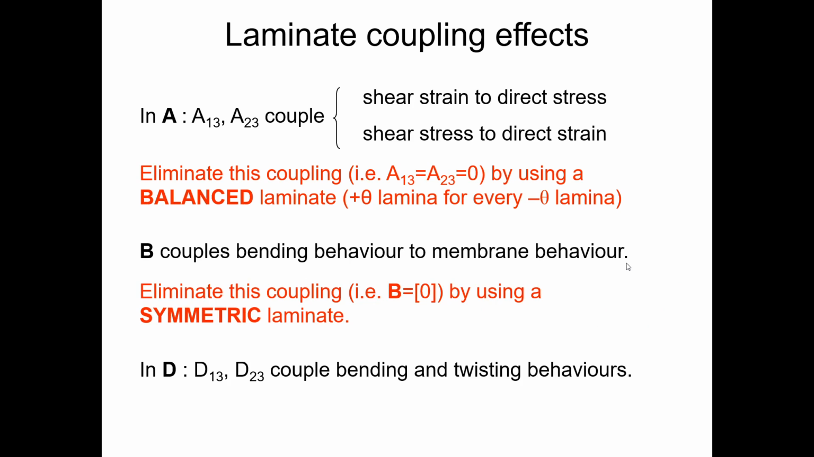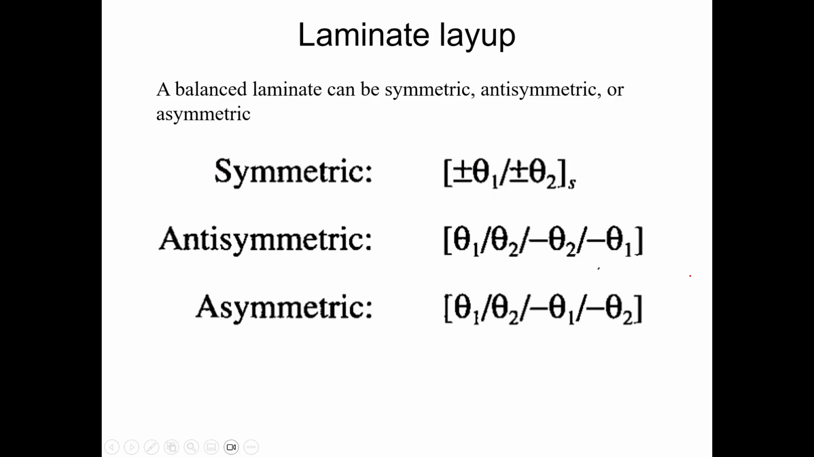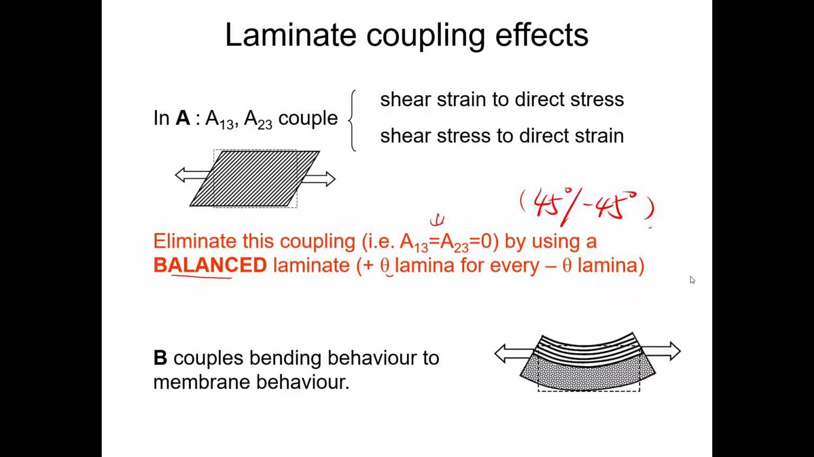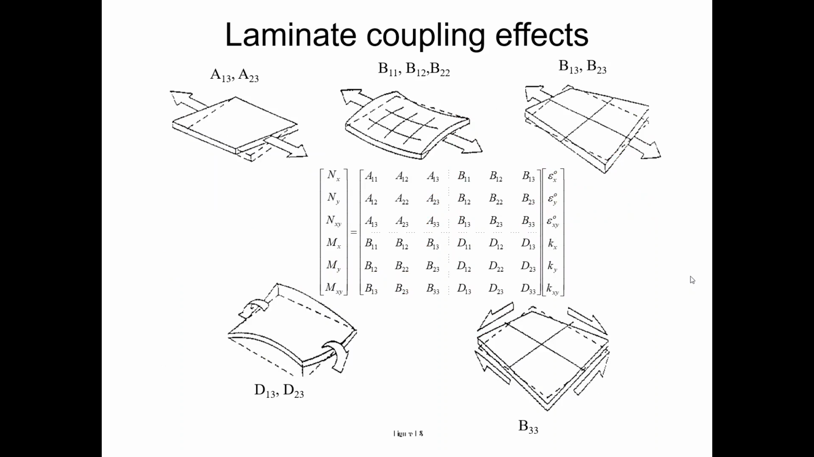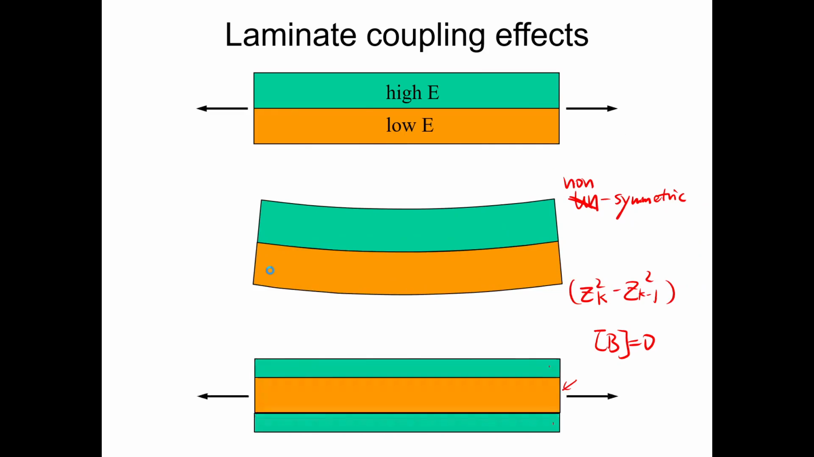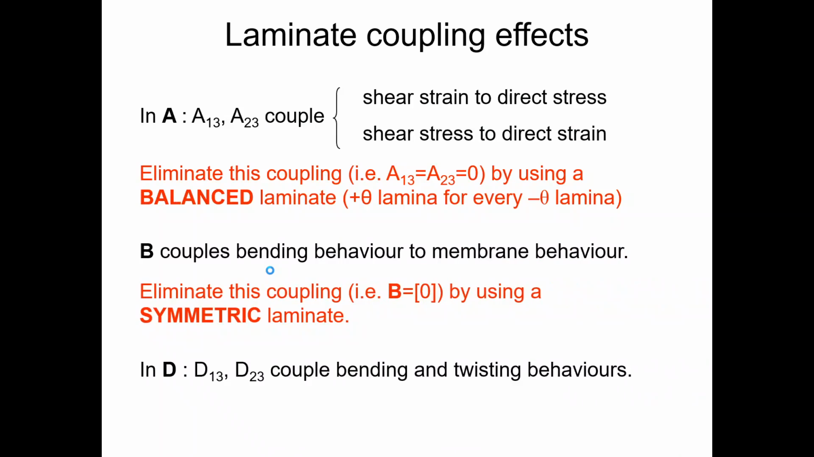And D couples bending and twisting behaviors. The bending and twisting behaviors, if we go back, essentially this is the twisting behavior. You want to eliminate something to get D13 and D23 equal to 0.